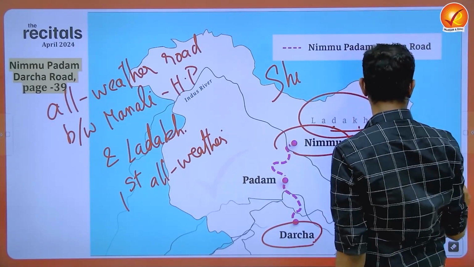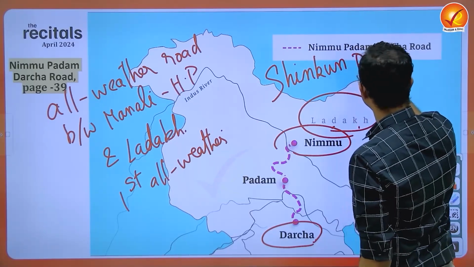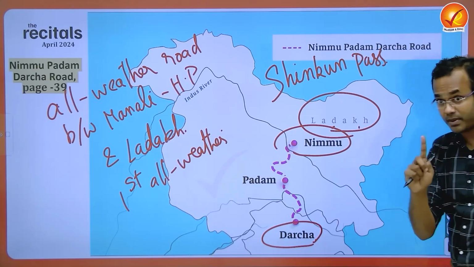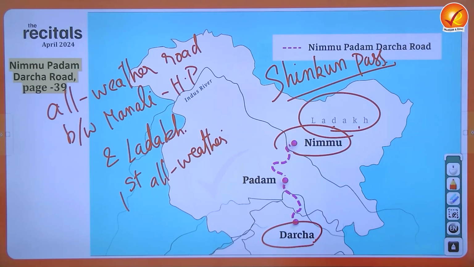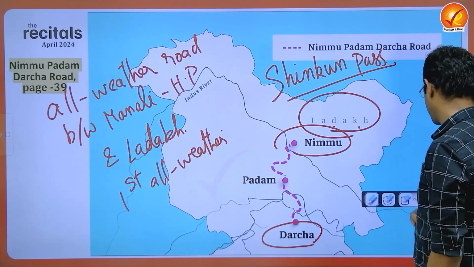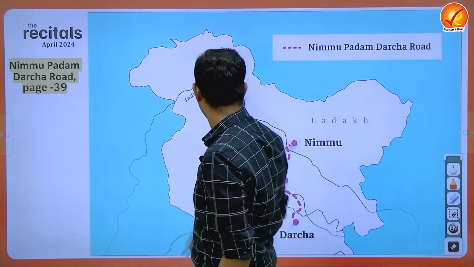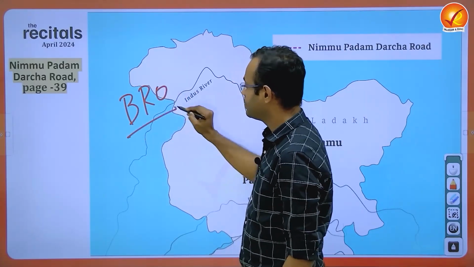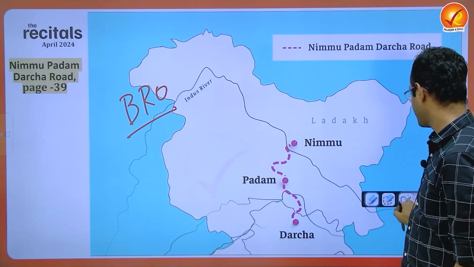The road passes through Shinkun Pass. The road passes through only one pass, and that one pass is Shinkun Pass. The road is being constructed by the Border Roads Organisation.